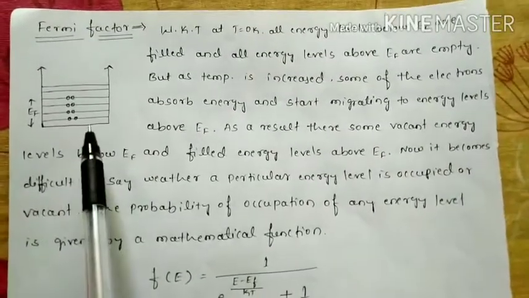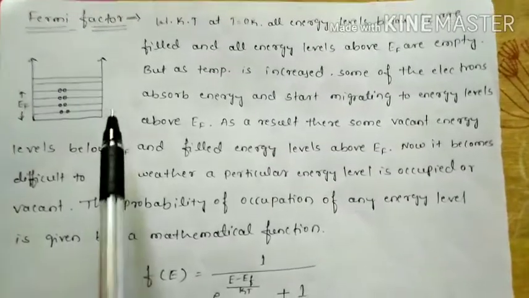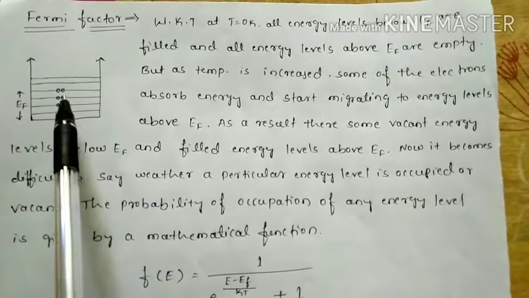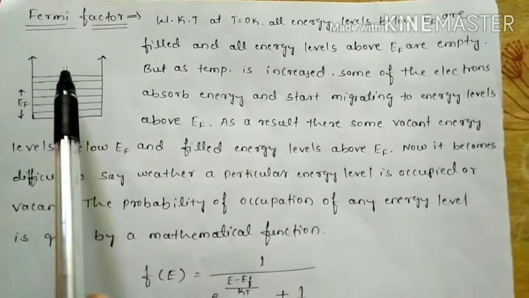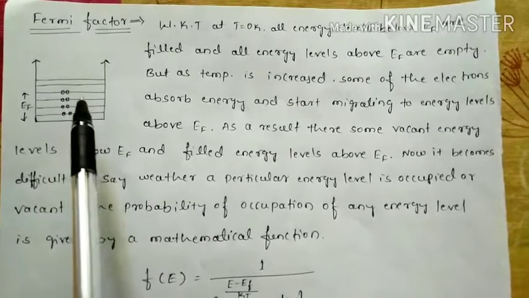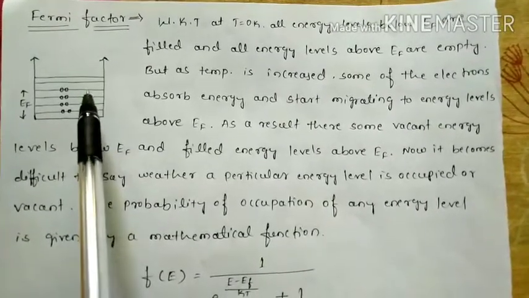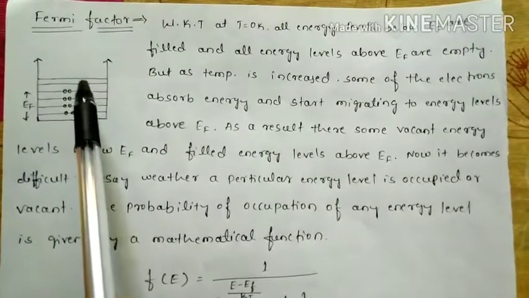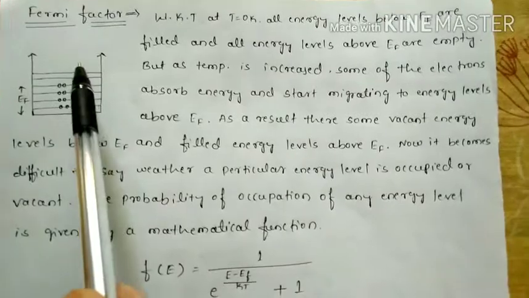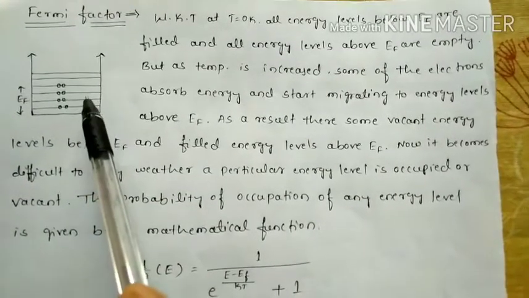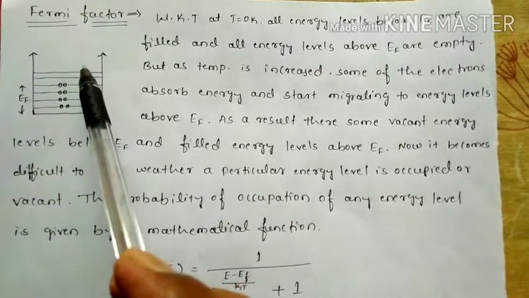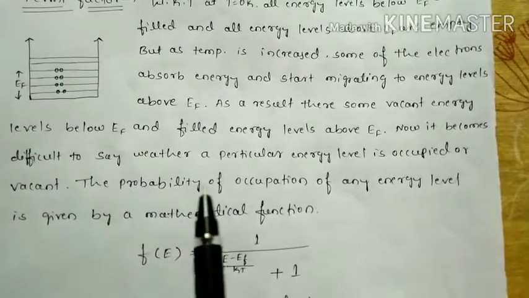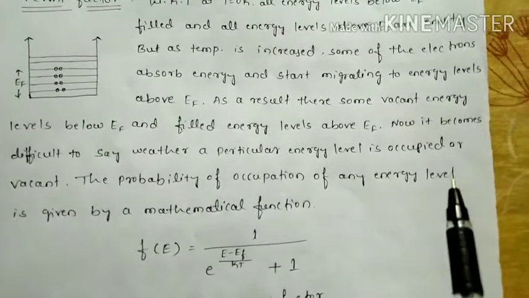So dear students, this is the condition for 0 Kelvin, but as the temperature is increased, the electrons present close to the Fermi level will absorb energy and be shifted to the excited state. There will be some energy levels which remain vacant below Fermi energy, and some energy levels which are going to be filled above Fermi energy, but we will not know which energy level is free and which is occupied, and that is given by the probability of occupation of any energy level.